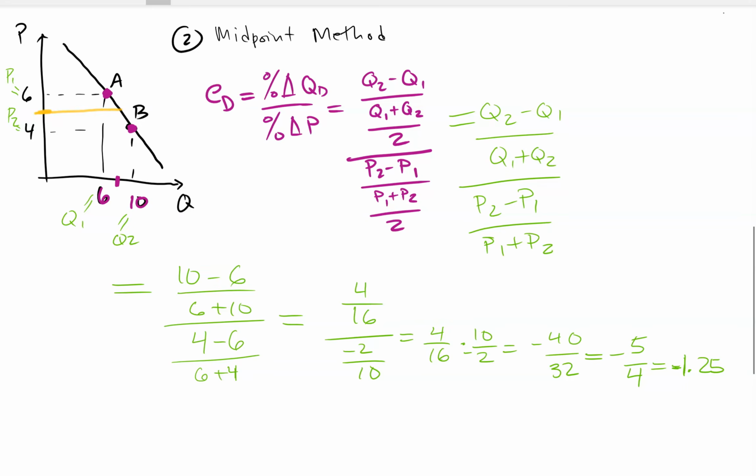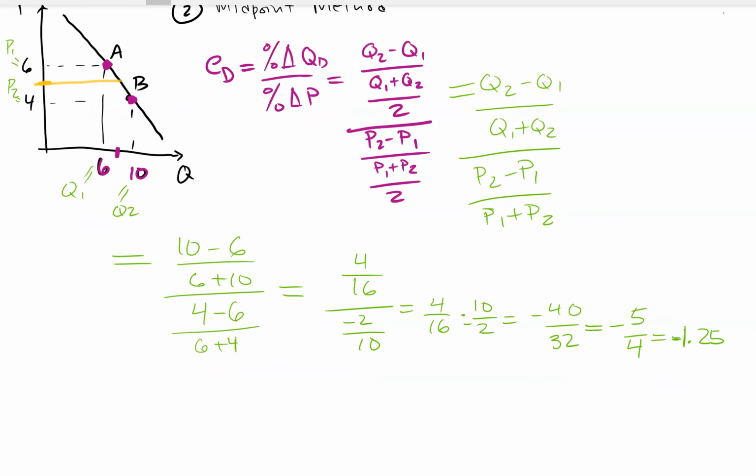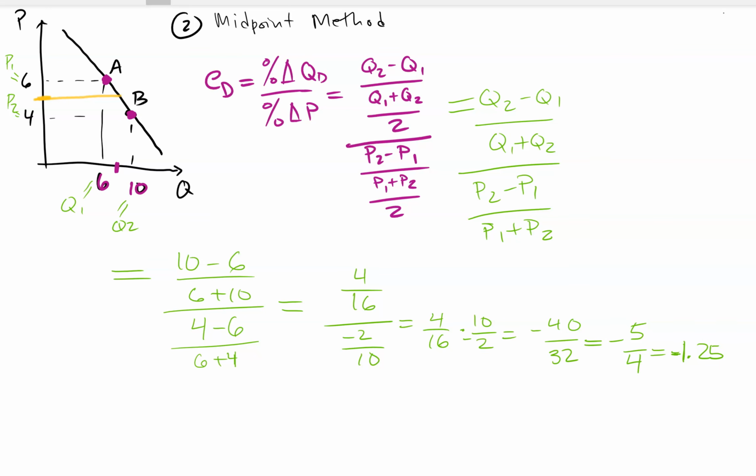Now, if we do it the other way, it'll be the same. We went from A to B; if we go from B to A, it'll be exactly the same. Instead of 10 take away 6 on the top, it'll be 6 take away 10. And on the bottom, instead of 4 take away 6, it'll be 6 take away 4. So the sign will switch from top to bottom, but the final answer will be exactly the same. Then if we take the absolute value of this 1.25, we end up with 1.25, which is greater than 1. So in the end, the midpoint method tells us that this is elastic.